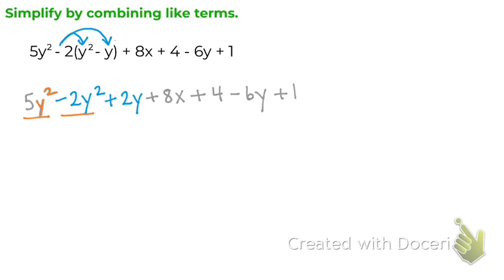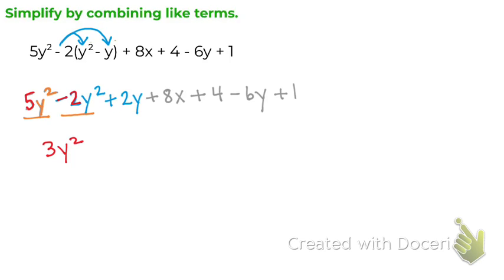So we are going to combine these two terms. When you're combining like terms with variables, you want to look at the coefficient, the number in front of the variable. So I have a 5 and a negative 2. And you want to combine those coefficients. 5 minus 2 is 3. So this is 3y squared. And then we keep moving on.